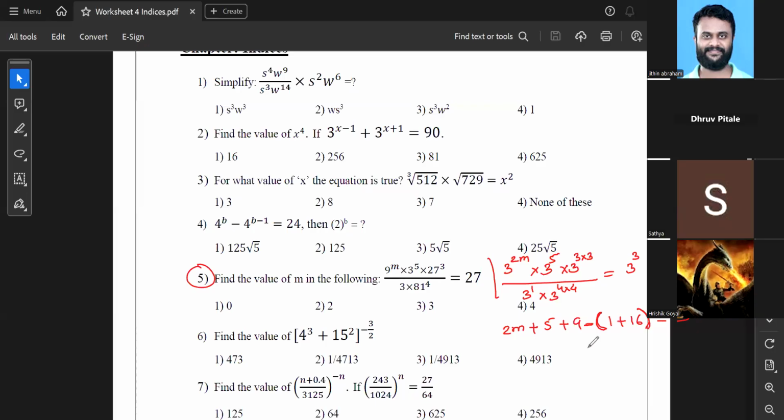Yes, sir. Okay. Now it's very simple. What we have to do is 5 plus 9 is 14. 14 minus 17 is minus 3. Minus 3 goes to the other side, becomes plus 3. 2m is equal to 6. m is equal to 3. Option 3 is your correct answer.